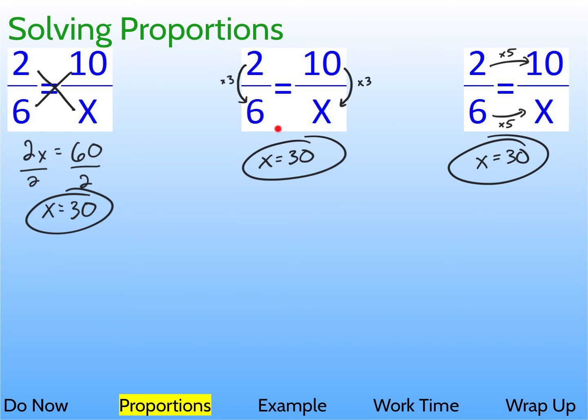Now, while these two methods are pretty simple, sometimes the numbers just don't work out that smoothly, and it's kind of hard to do this. In that case, I would suggest using cross multiplication, because that works no matter what the numbers are.